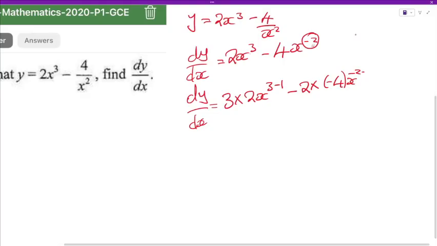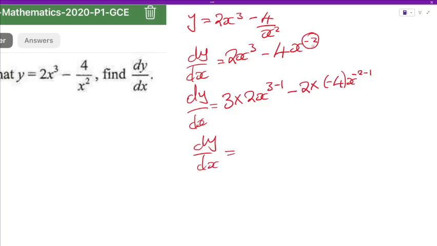Power negative 2 minus a 1. So dy over dx will be equal to 3 times 2 there will give us a 6, x to the power 2, because 3 minus 1 is a 2. Negative here times the negative there gives us a positive. 2 times 4 is 8, x to the power negative 3. Negative 2 minus 1: when the signs are the same, keep the same sign, you add.